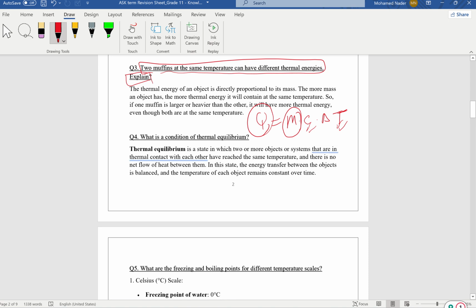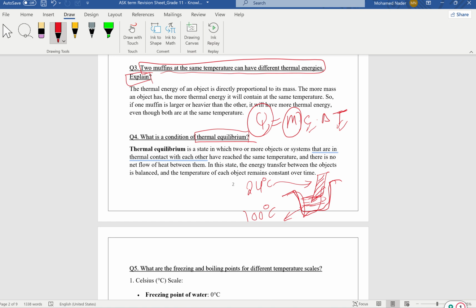What are the conditions of thermal equilibrium? If I consider that I have a cup of tea and I place inside the cup of tea a spoon, each one of them has a different temperature. For example, this tea, its temperature is 100 degrees Celsius, and the spoon has a room temperature of 24 to 27 Celsius.